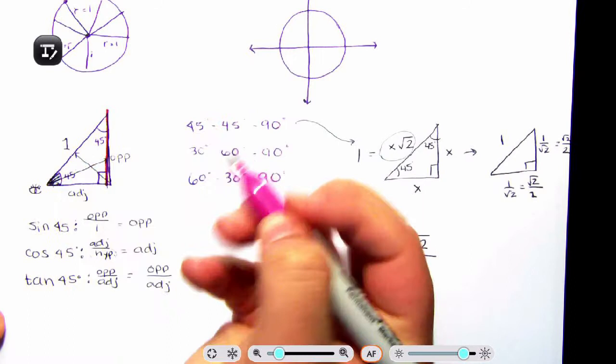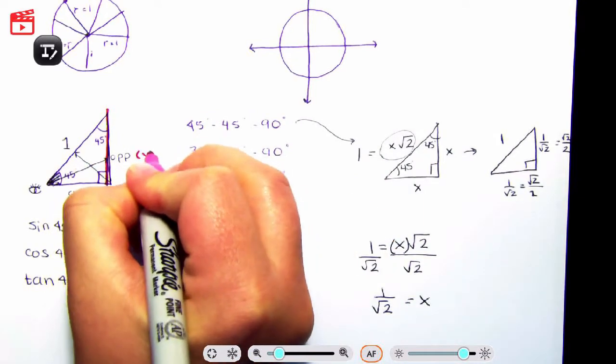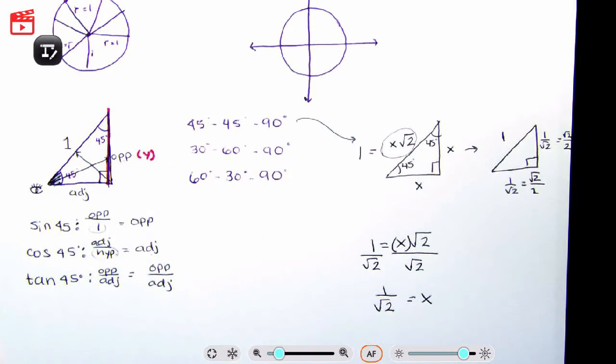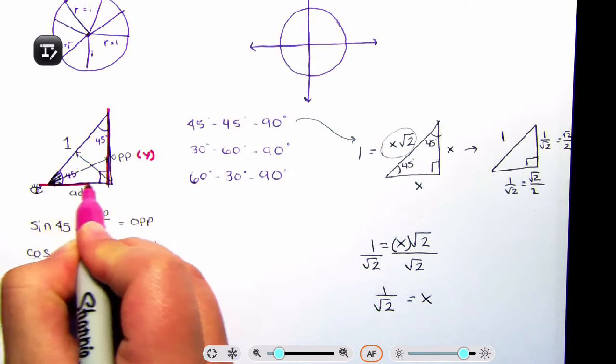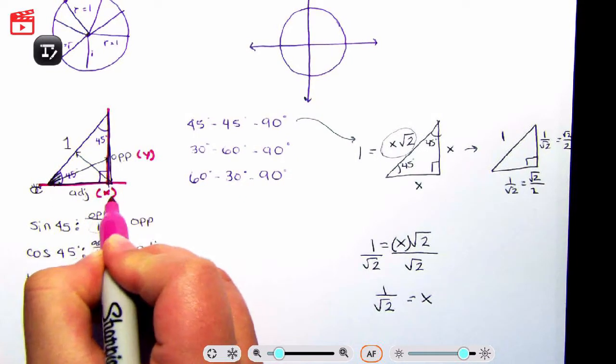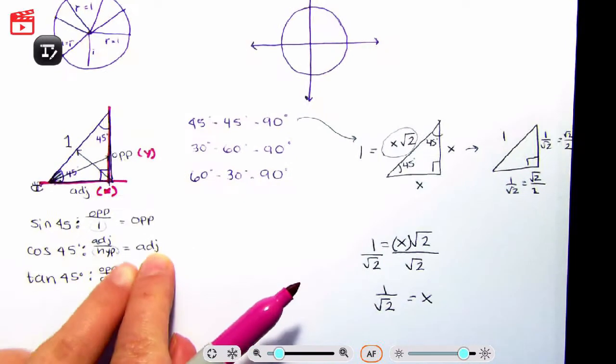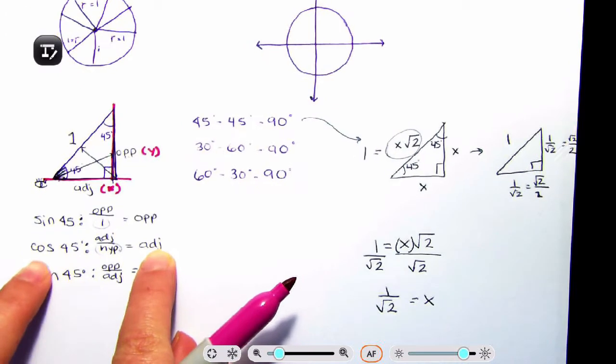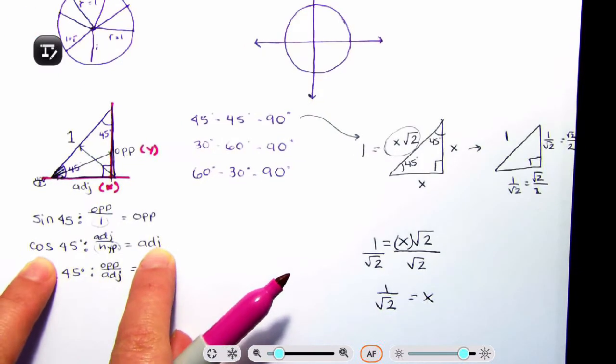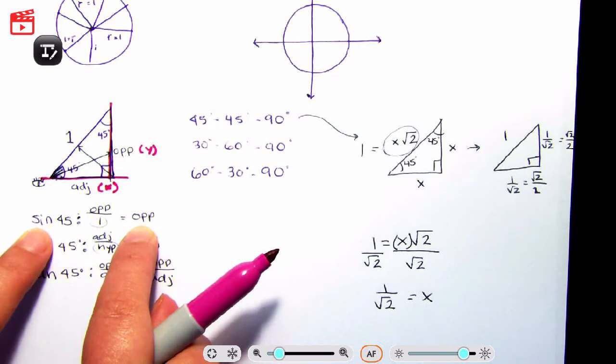So this right here is our y value. And this adjacent is our x value. And so what did we have adjacent equal? Well, the adjacent equaled our cosine. The opposite equaled our sine.